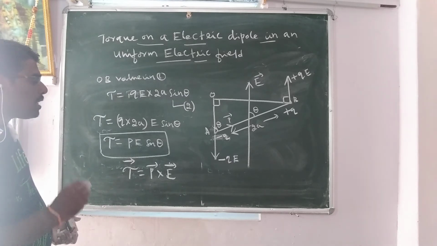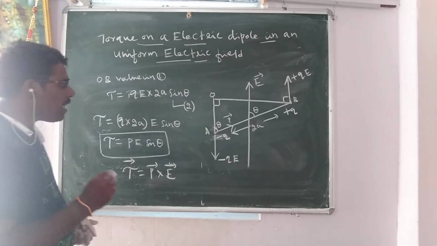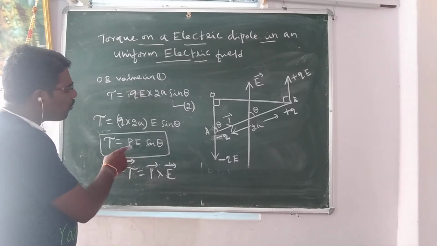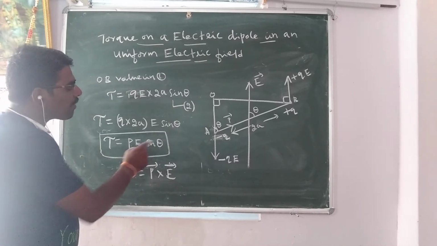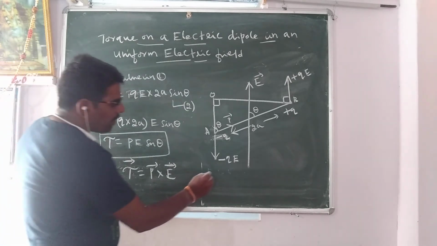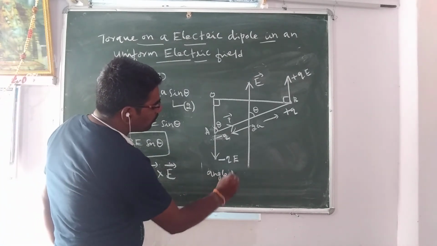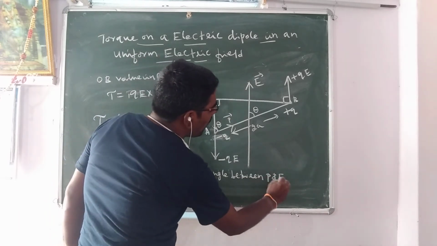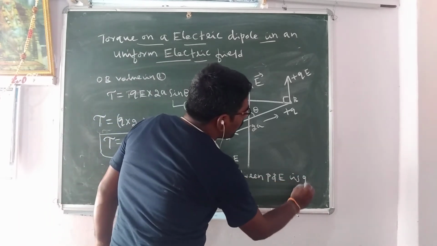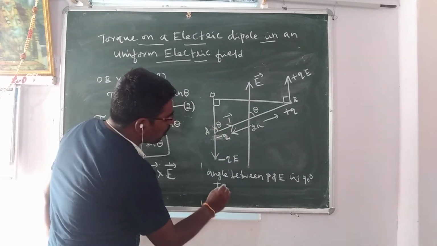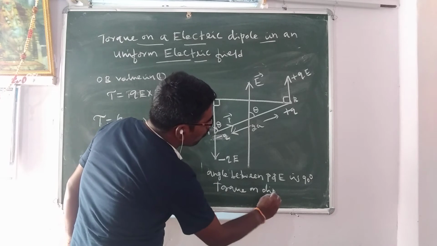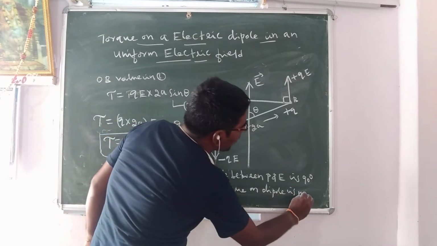The torque on a dipole is maximum when the angle between the direction of the dipole moment and the electric field is 90 degrees. At 90 degrees, the torque on the dipole is maximum.